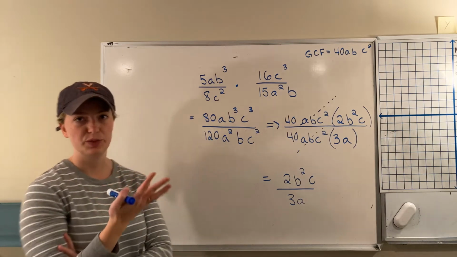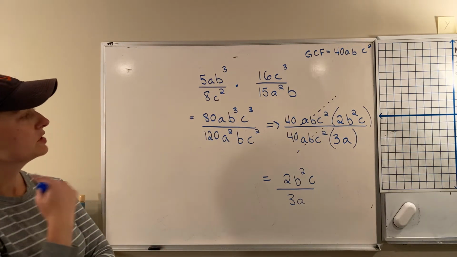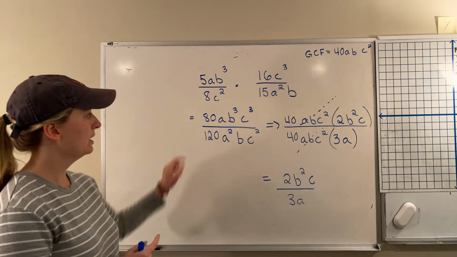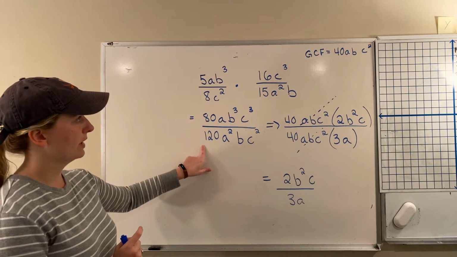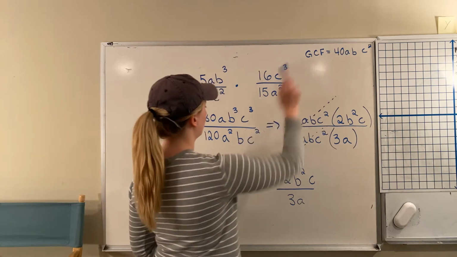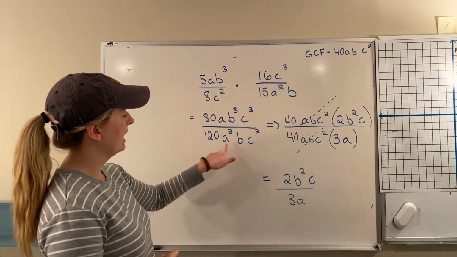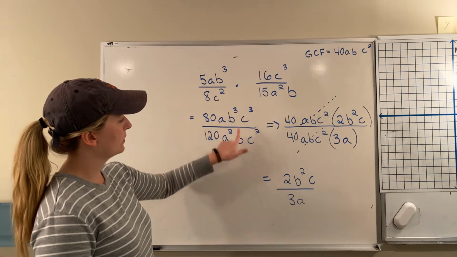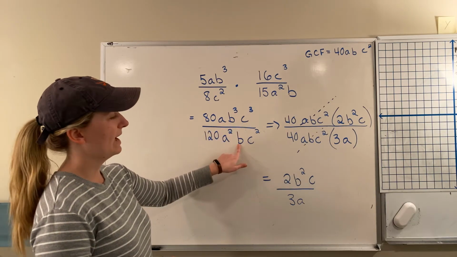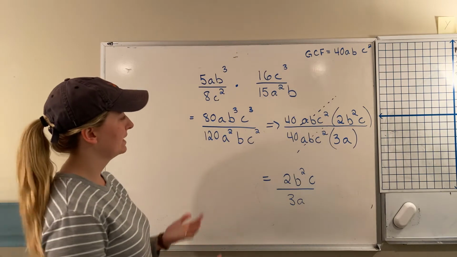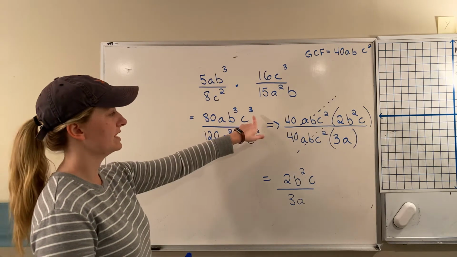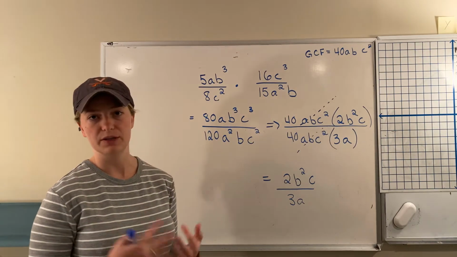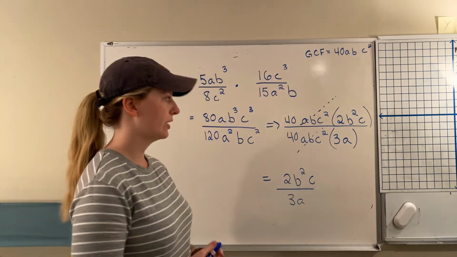Next they say after you multiply, divide out your GCF. So then you have to ask yourself, what is my GCF between my constants and my variables? Between 80 and 120, your GCF is 40. Between a and a squared, your GCF is a single a. Between b cubed and b, your GCF is a single b as well. And your only difference here is between c cubed and c squared. Your greatest common factor is c squared.